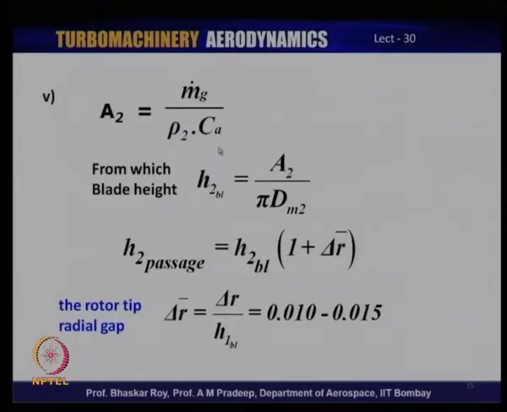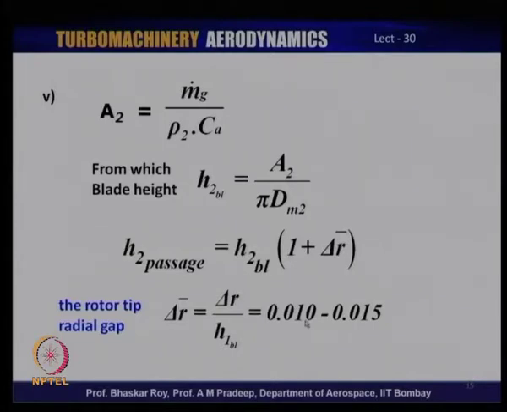From the continuity condition, from the area, you can find out what the blade height should be at station 2 at the nozzle exit, and then this blade height is the passage height. Now, in case of a rotor, if you do this, when you calculate the rotor exit passage height, the rotor tip gap needs to be factored in.